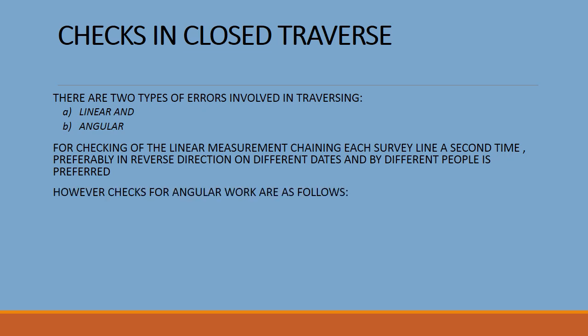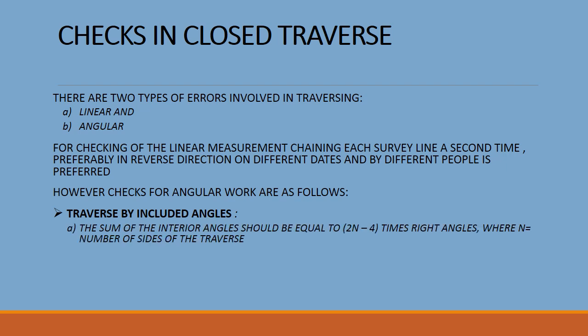For angular measurement, the checks that can be done are as follows. Traverse by included angles. This is one of the checks in which we try to find the error in angular measurement. The property here is that the sum of the interior angles should be equal to (2n − 4) times right angles, where n is the number of sides of the traverse.